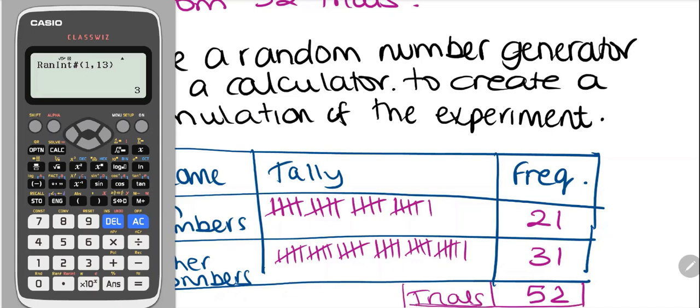So our experimental probability of getting an even number, our p is 21 and our q is 31. So this is out of 52. So p is 21, q is 31 out of 52.